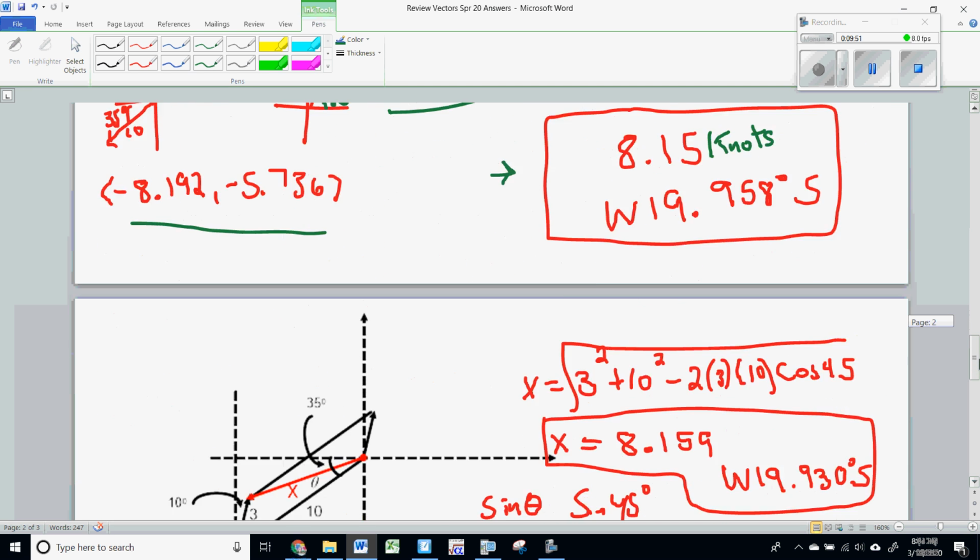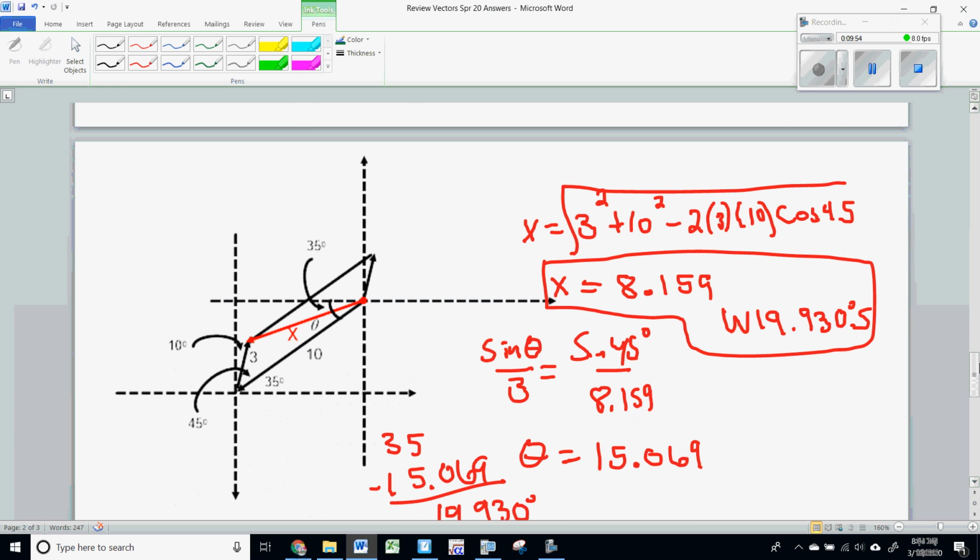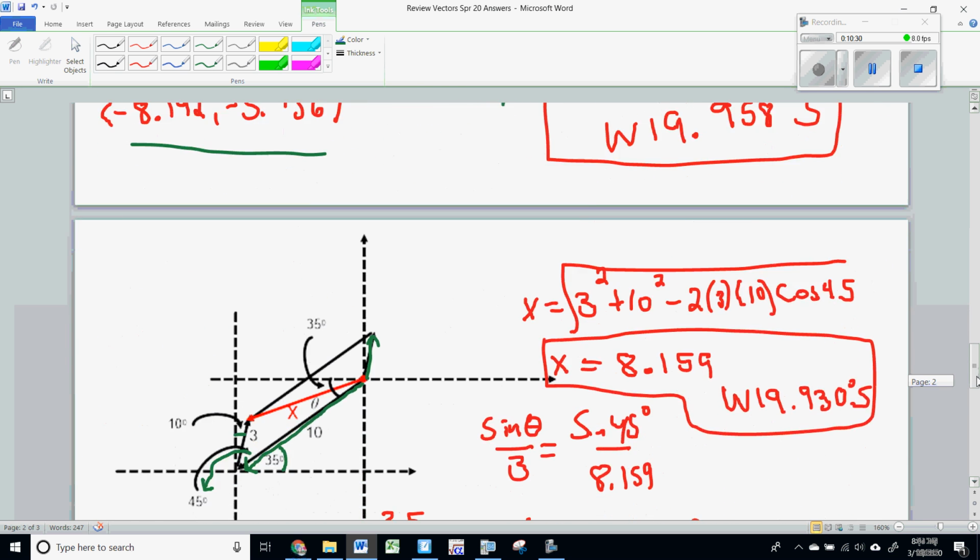Now if I draw the picture, it can be a little bit crazier. You can see here is my picture, my two vectors are, here is my vector of 3, here is my vector of 10, and I draw this picture, and I'm trying to find this. So what I have to do is think about, once again, drawing my north, south, east, west. Here is my 10, here's my 35. That means this angle in the middle is 45. Doing my law of cosines, I get the same answer, 8.159. Same thing I got up top.